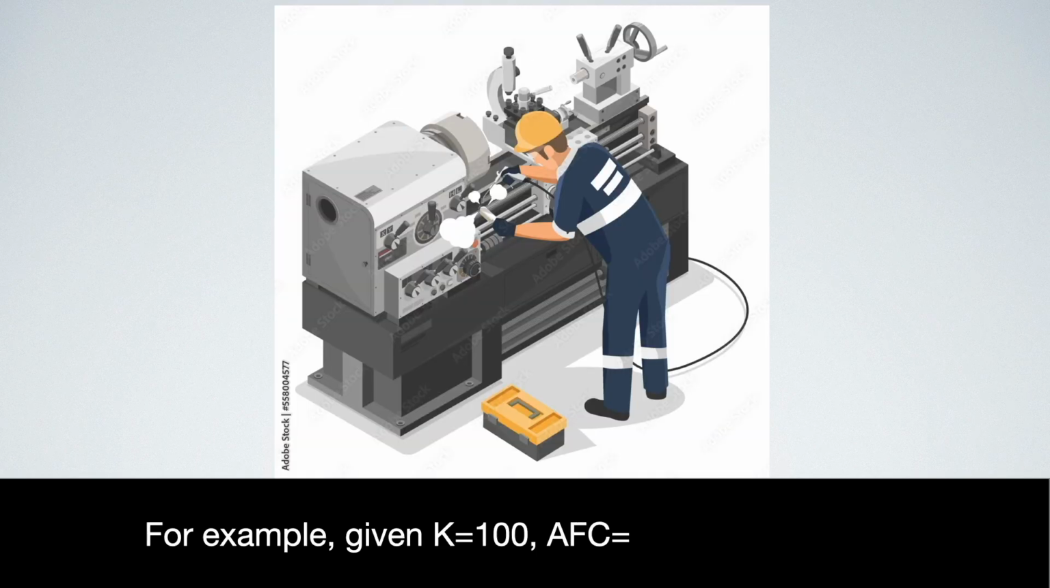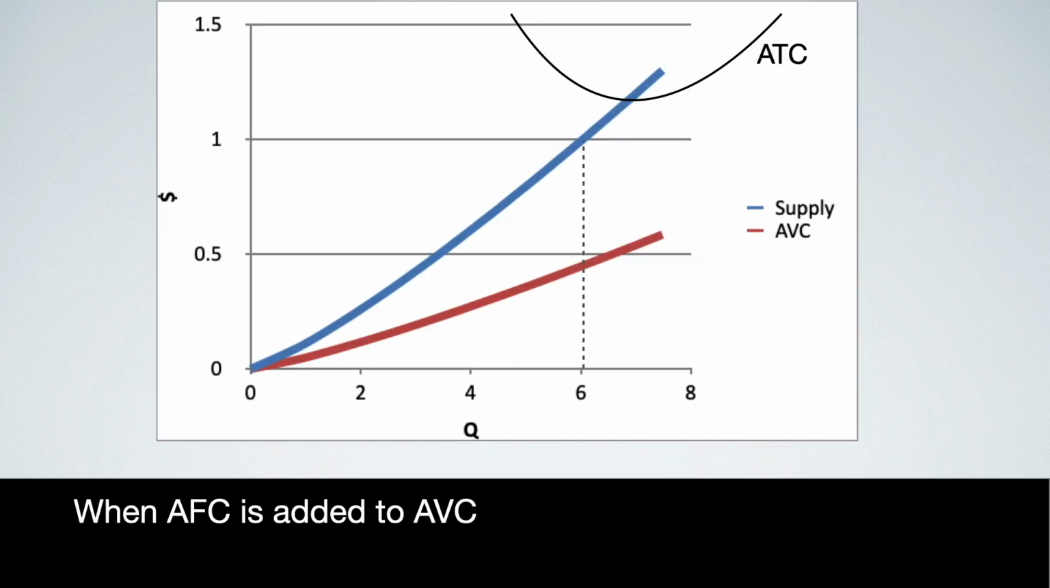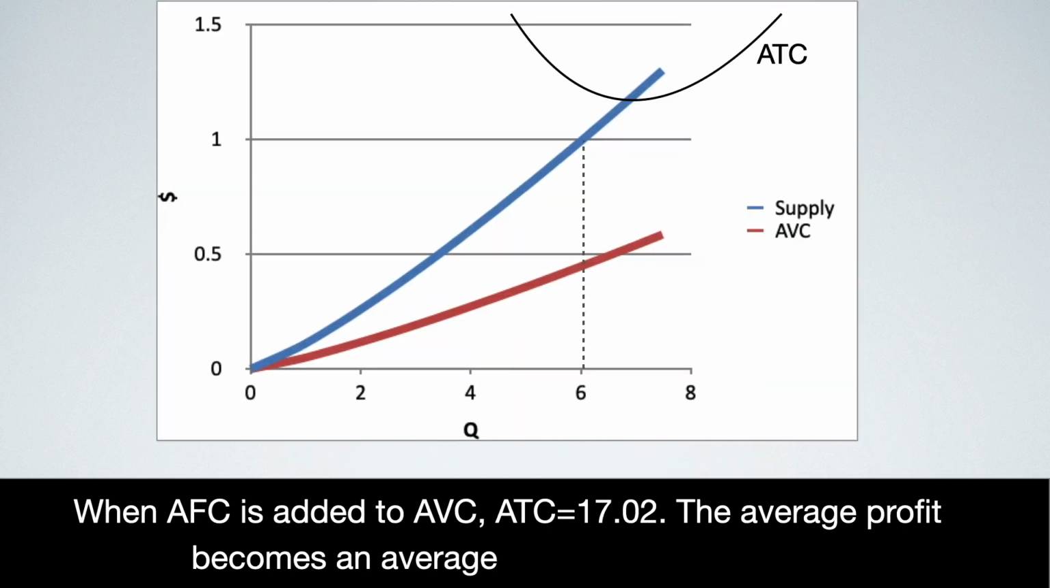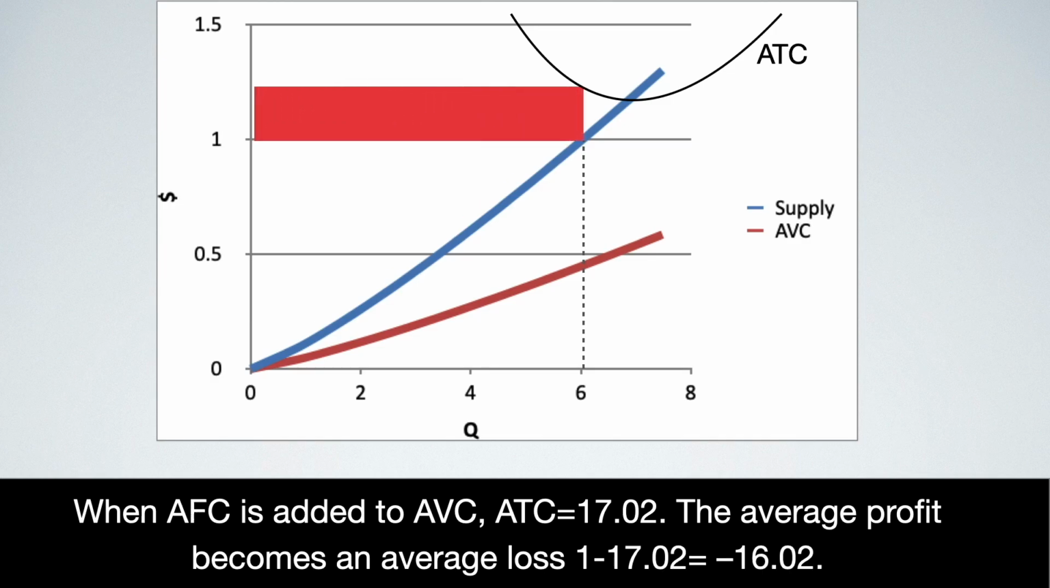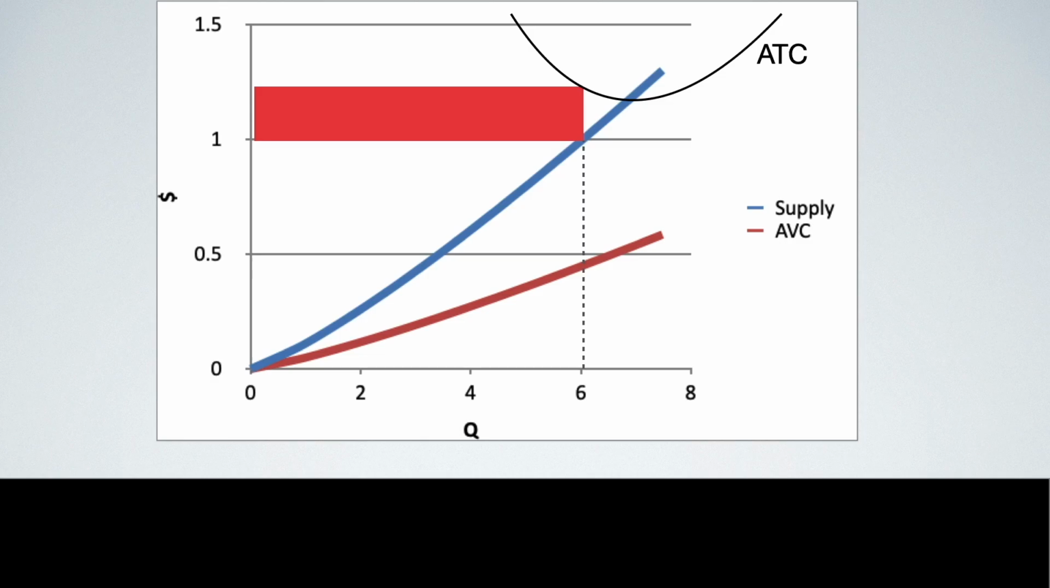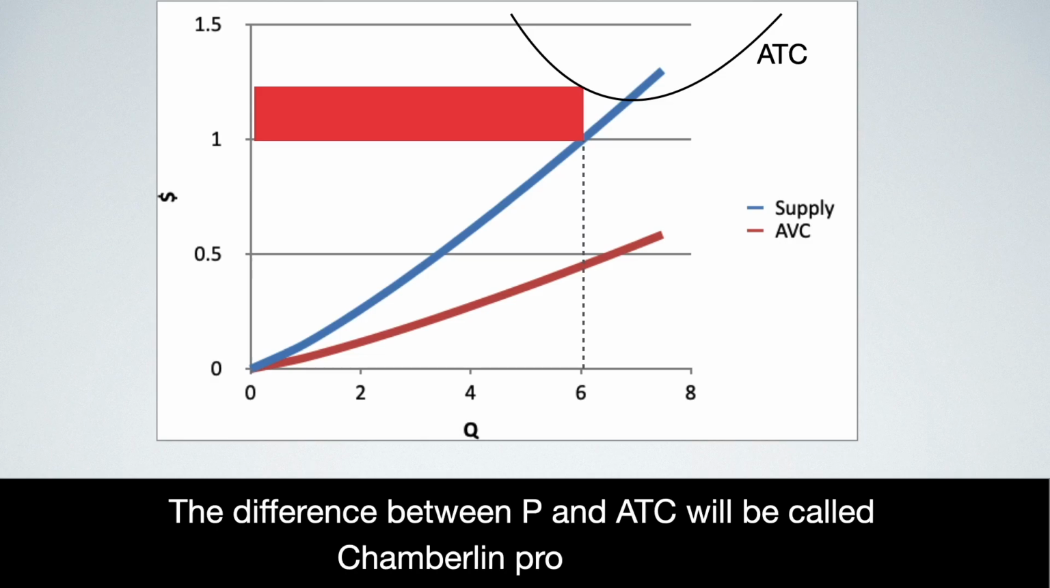For example, given K equals 100, AFC equals 100 divided by 6.03 equals 16.57. When AFC is added to AVC, ATC equals 17.02. The average profit becomes an average loss, 1 minus 17.02 equals negative 16.02. The difference between P and ATC will be called Chamberlin profit or loss.